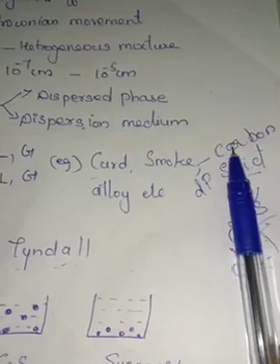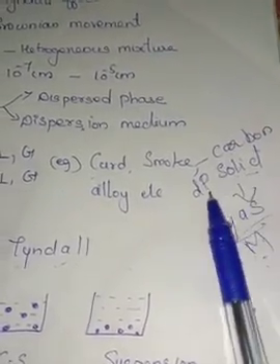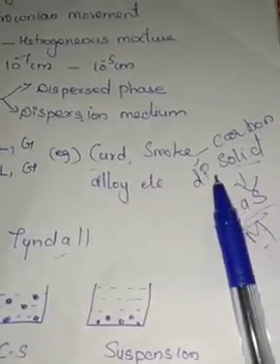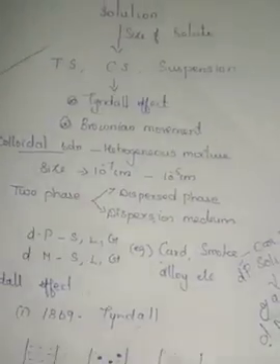Some of the examples I have written here: fog, smoke, etc. In the smoke, smoke contains carbon particles. So it's solid, the dispersed phase, and the gas is the dispersion medium. Solid particles dispersed over the gas, that is the dispersed phase and dispersion medium.